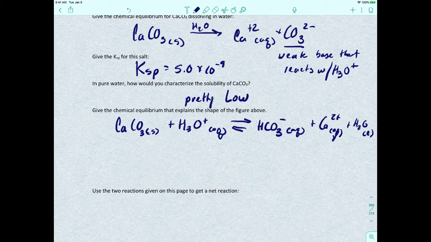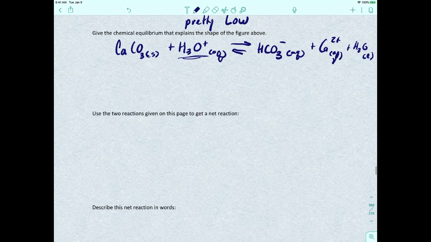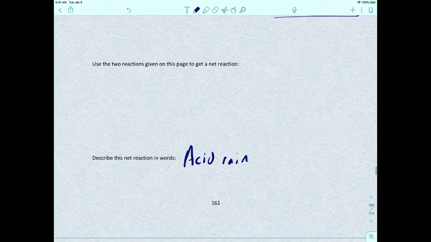All right, so basically, if you want to think of it this way, H3O plus is water with an extra proton. In effect, what we're looking at with this process is acid rain. So you've got acid rain falling on buildings or statues that are carved out of calcium carbonate. They're breaking down and releasing water, releasing calcium 2 plus, and releasing hydrogen carbonate.